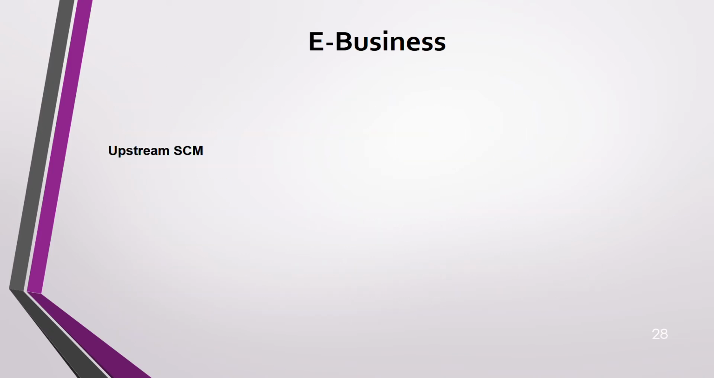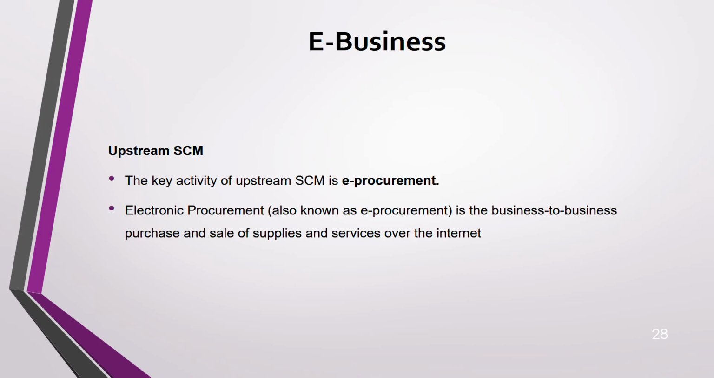Now, you are going to learn two words: upstream and downstream. SCM is supply chain management. What is upstream supply chain management? Upstream supply chain management leads to the purchasing of raw materials. The key activity of upstream is e-procurement. You know what procurement is, where you purchase raw materials and all. Now it is e-procurement: you are going to do it electronically. That is the meaning of upstream, electronic procurement.